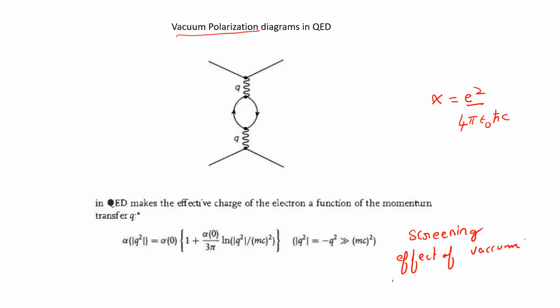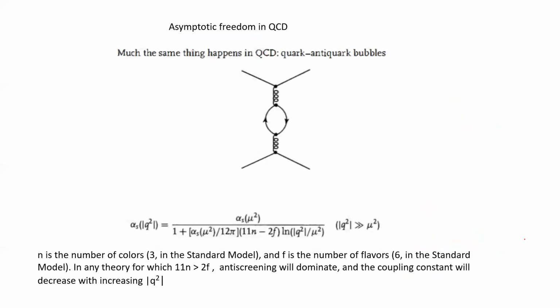Similarly, we are going to see an anti-screening effect here in the case of QCD. Here we again have quarks interacting, two quarks coming in and then two quarks going out, and instead of the photon we have the gluon. This is a bubble diagram, and therefore we have to renormalize, and when we renormalize, the coupling constant is produced as a function of q, that is the momentum transfer.